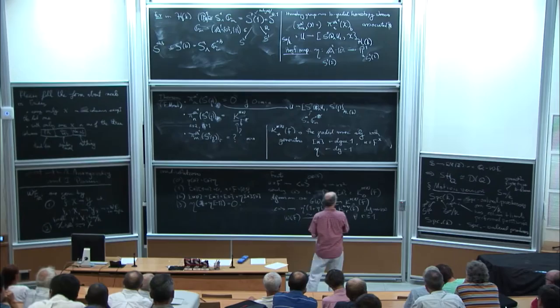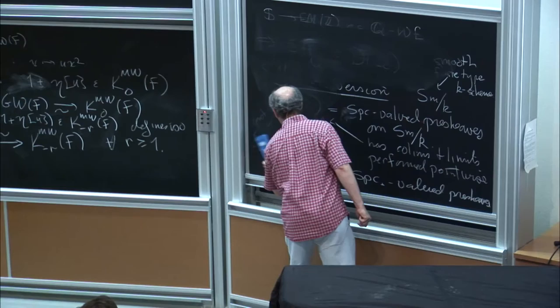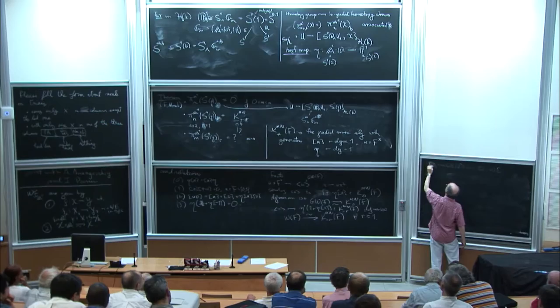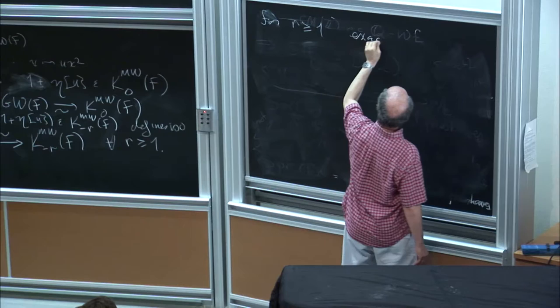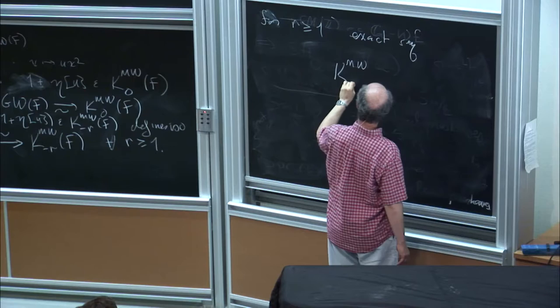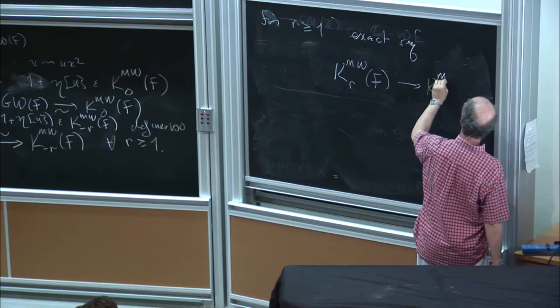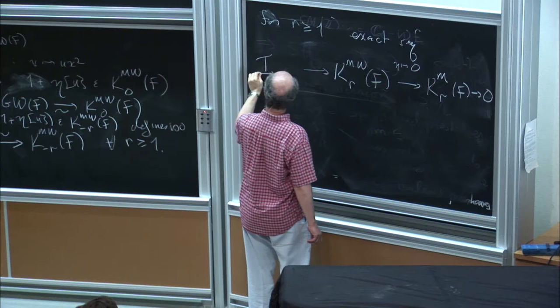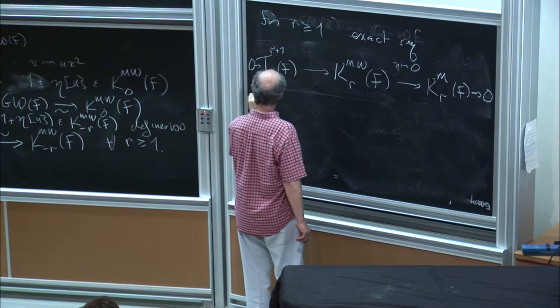so I'm rapidly running out of time here. So for r bigger than 1, we have an exact sequence. It's pretty clear if you send eta to 0, you just get a presentation of Milnor K theory. And that's this map, just eta goes to 0. And the kernel turns out to be the r plus first power of the augmentation ideal in the Grothendieck-Witt ring of F.